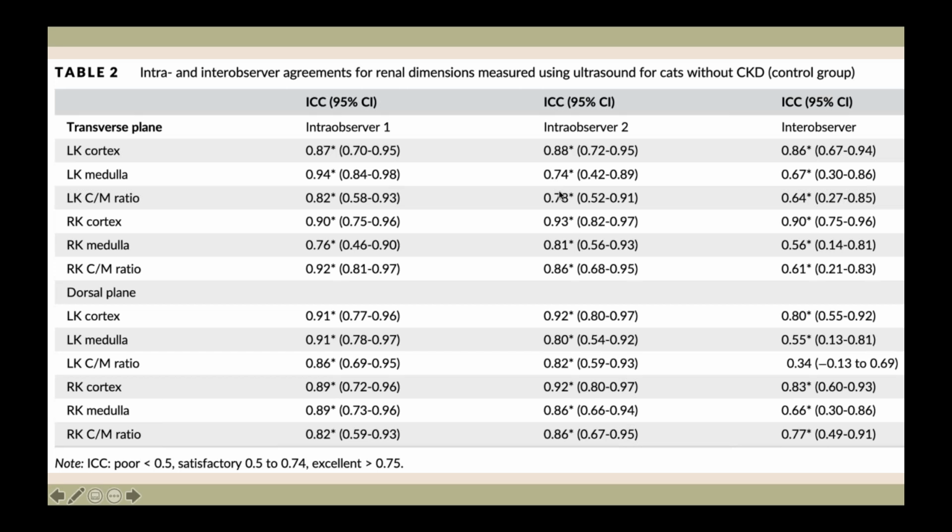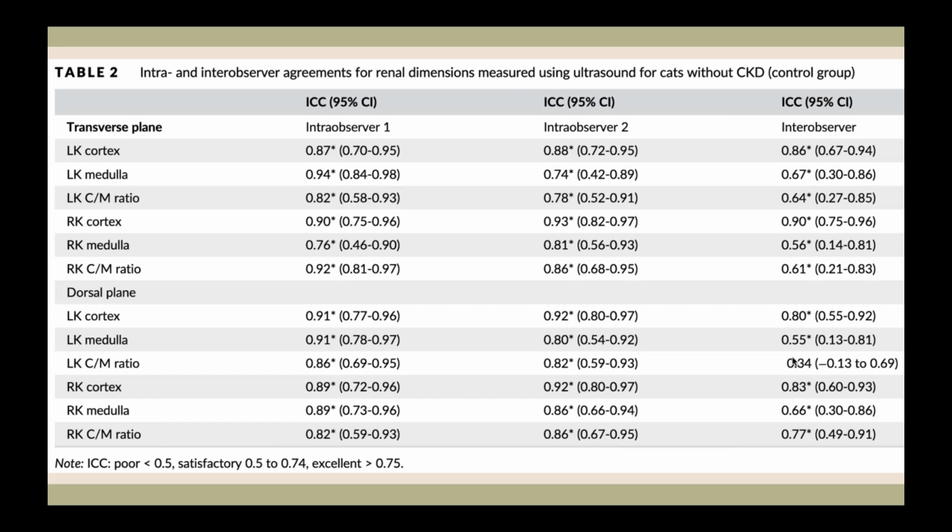Even amongst the same person measuring it again, we have 70% and above for the agreement rate, but some things are in the 50s, even down to 34.34 for the left kidney corticomedullary distinction. What do I take from all of this? That it's subjective. Even when you're trying to take objective measurements, there's some subjectivity to it.